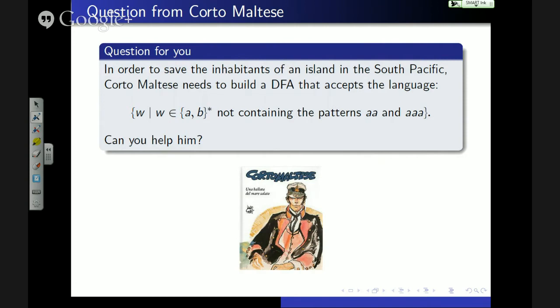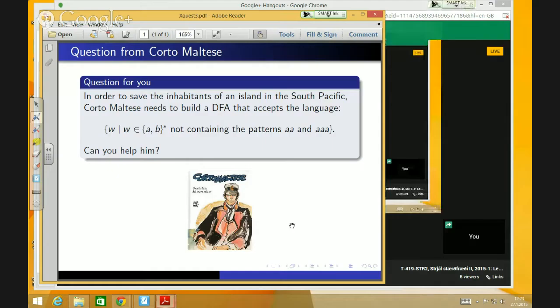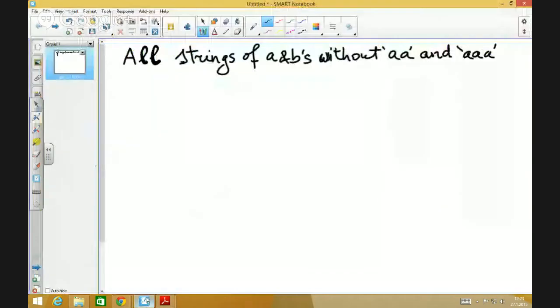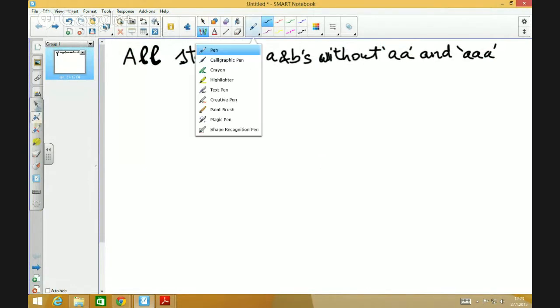And this DFA should accept all of the strings of A's and B's that do not contain the patterns AA and AAA. Can we help him? Of course we can. So let's do it. I'm not giving you any time limit, but we should do it within today. Okay, so that's what we need to do. All strings of A's and B's without AA, and without AAA.